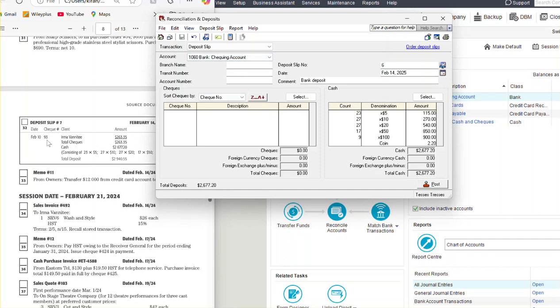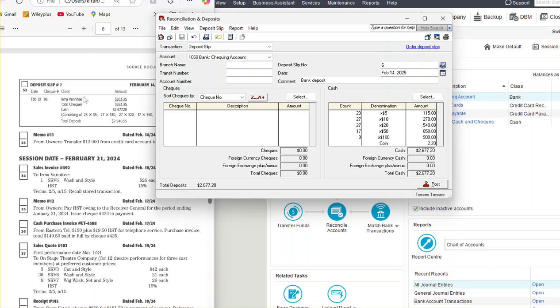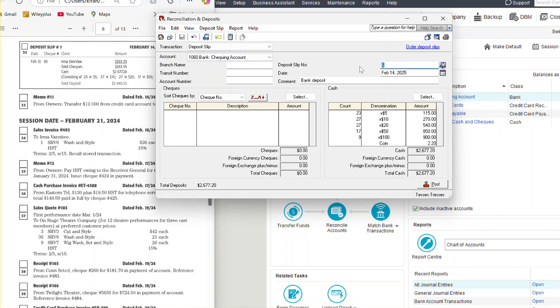So then again, you need to select on the left side the 263. I don't see it because my file doesn't have it. So it's the same thing. It's a deposit number 7. I'm going to do that and I'm going to post it again. In deposit 6 we had the same problem, so I'm just going to post it.